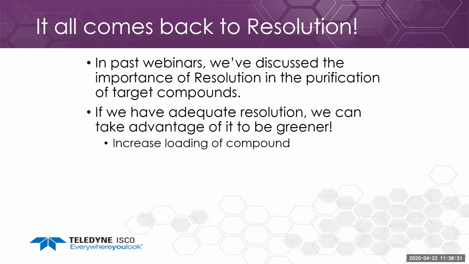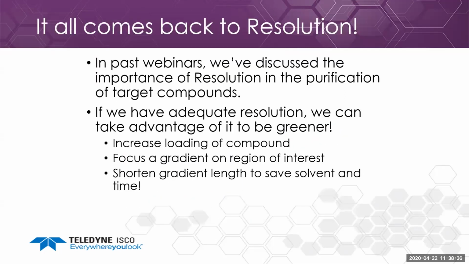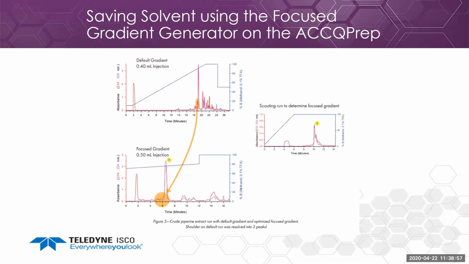Those would be the choices you could make, and depending on what your priorities are, would lead you down a certain path. If you wanted to be greener, I would increase my loading of my compound, or I would scale down to a smaller column. You could shorten the gradient length, and that would save you solvent. So this last example, I wanted to show an example. On our ACCUPrep system, we have a focus gradient generator.